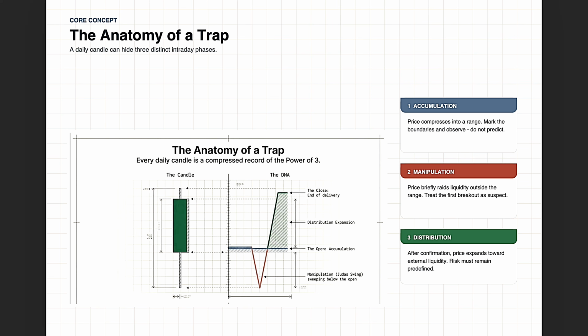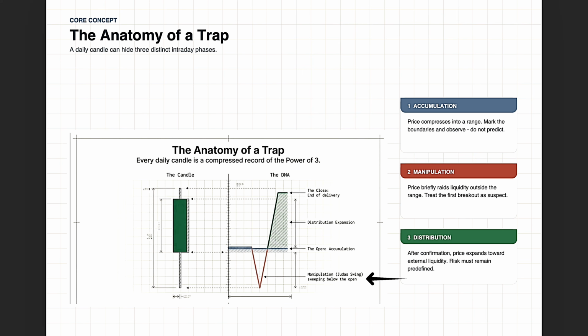After that, we will look at the chart to see how the chart denotes it. So look here at what the market is doing. Price compresses into a range. Mark the boundaries, and observe. Do not predict. What happens in the accumulation phase? The price goes into a range. So look here. What was the accumulation phase? This open was the accumulation phase.